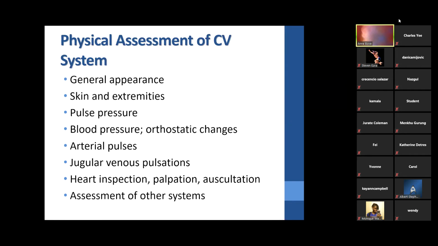Physical assessment of your cardiovascular system includes general appearance. So you're looking at whether the person has visual signs of edema. You're going to look at their skin and their extremities. You're going to look at their pulse pressure, which is the difference between the systolic and the diastolic on their blood pressure. Do they have any kind of orthostatic changes? What are their arterial pulses? That also reflects peripheral vascular disease. Do they have jugular vein distension? You're going to do heart inspection, palpate, and auscultate, listening for heart sounds. And then see what the impact is on the other systems. That's true with any body system. If somebody comes in with a chief complaint, your initial focus is going to be that body system, but then you're going to go back to the head-to-toe assessment.